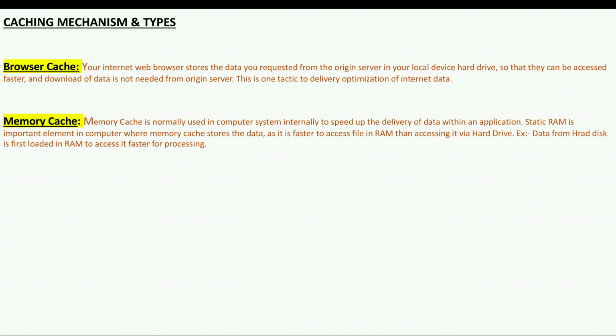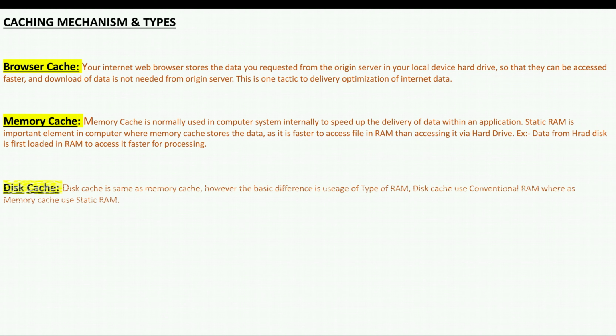Second is the memory cache. This cache is normally used internally in the computer system to speed up the delivery and processing of data. For example, the memory cache is the static RAM, which is one of the important elements in the computer, where your data is stored, and when the processor requests data to process, it is provided from the static RAM.